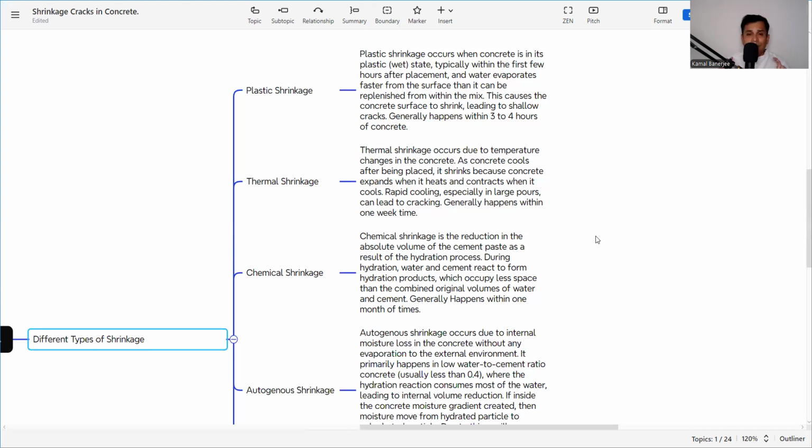So heat is always created inside the pour, and if the core temperature and the surface temperature are different, or rapid cooling is there, a temperature gradient is created. If a temperature gradient is created, the heat transfer theory applies again: heat will transfer from the higher temperature to the lower temperature. So again there will be shrinkage, and there will be a thermal shrinkage crack.